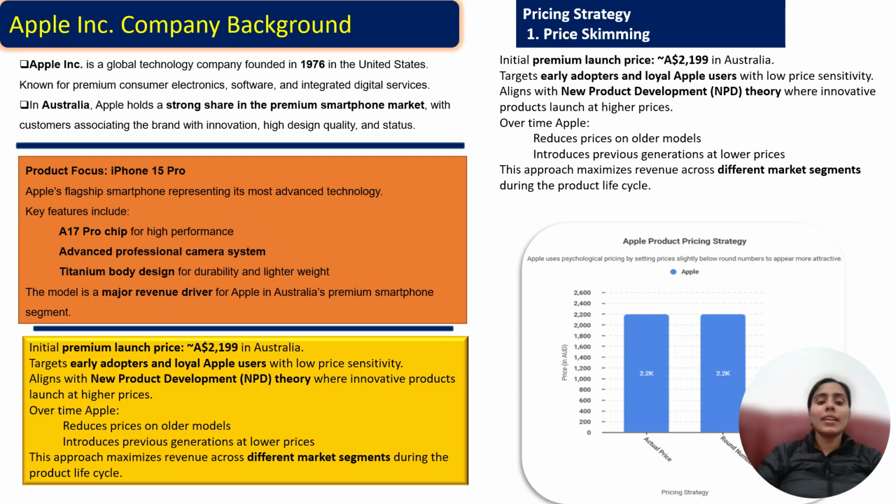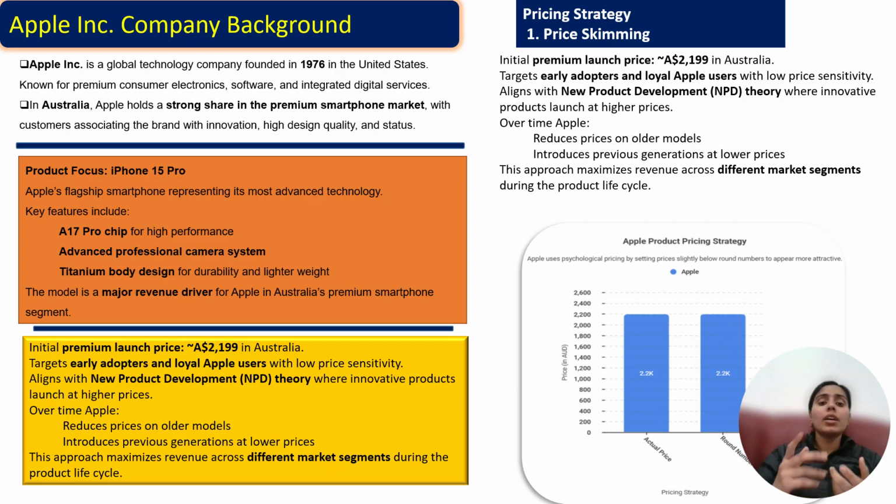The next slide is Apple background and pricing strategy. There are different parts: company overview, product focus, and primary strategy. First is the company overview. It was founded in 1976, and Apple is globally recognized for premium consumer electronics.